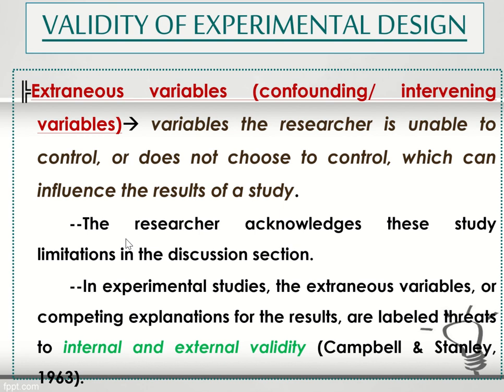And finally, in experimental studies, the extraneous variables or competing explanations for the results are labeled threats to internal and external validity. Again, in experimental studies, our extraneous variables or competing explanations for the results are what we call threats to the internal or external validity.